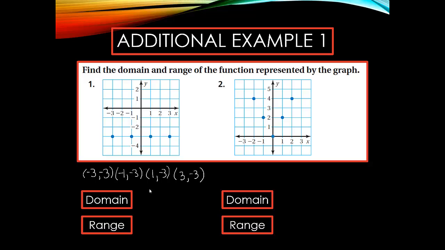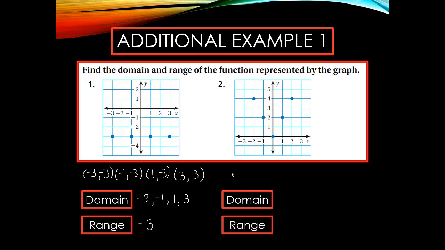The domain would be our x values. So we have -3, -1, 1, and 3. And the range is our y values. So -3, -3, -3, and -3. So our range for all of them would just be -3.